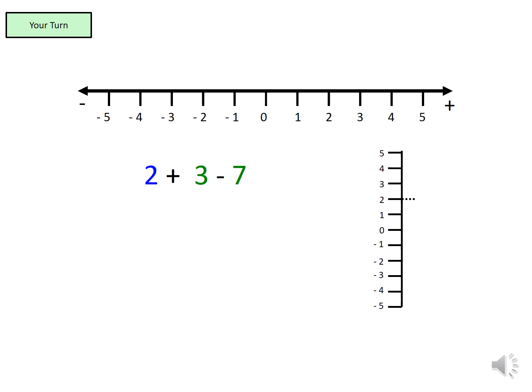Okay, so we should have answered that by now, and the first thing we would do is find our starting point, which would have been 2. Now, because we're adding, we're going to move across the number line to the right. And how many spaces is that? It's going to be 3. So we're going to move 3 spaces. And we should have landed on 5.